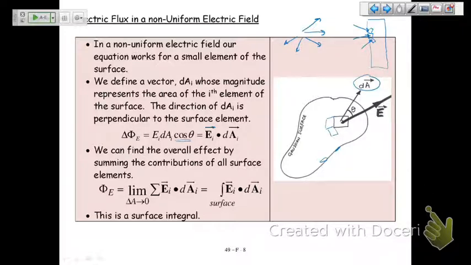We can find the overall effect by summing all these things. Imagine doing this for every tile on this surface. We take the limit as the little bit of area of my tiles goes to 0, so I'm using smaller and smaller tiles. My summation goes to the integral of E dot dA. It's a surface integral.